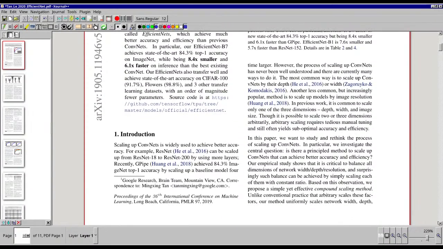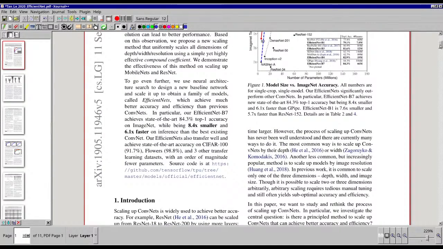Introduction. Scaling up ConvNets is widely used to achieve better accuracy. For example, ResNet can be scaled up from ResNet-18 to ResNet-200 by using more layers. Recently, GPipe achieved 84.3% ImageNet top-1 accuracy by scaling up a baseline model four times larger. However, the process of scaling up ConvNets has never been well understood, and there are currently many ways to do it.